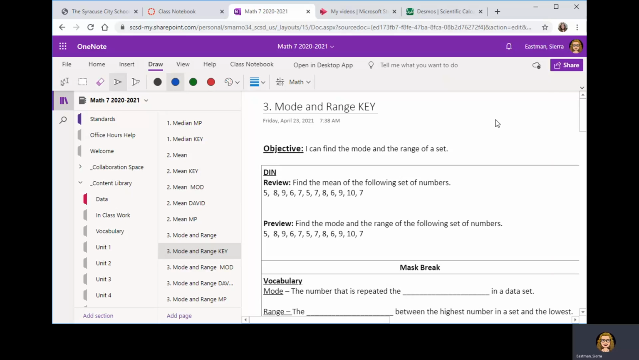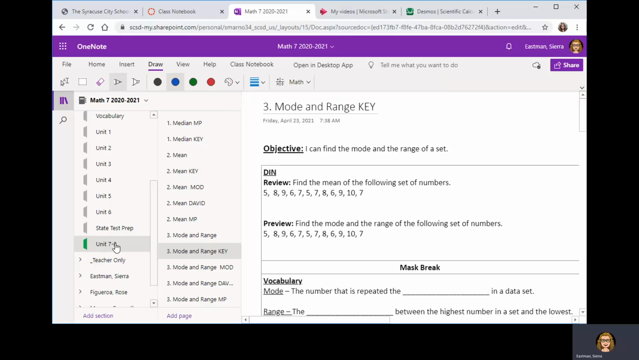Good morning. Today is Friday, May 7th, and we are going to be working on the next page in our Unit 7-8 section in the class notebook. Today's page is page 3, Mode and Range.